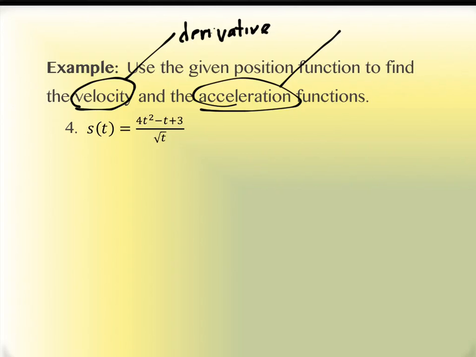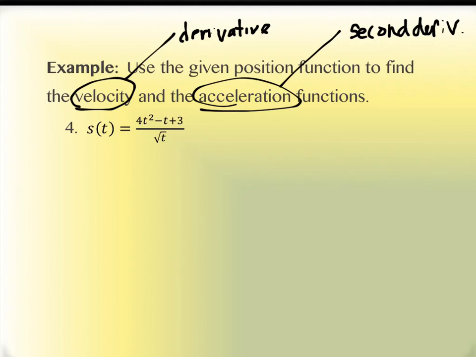Any guess as to what acceleration might be? It's the second derivative. So this fancy question is really just saying find the first and second derivative, much like the last question did. The other thing that's interesting about this one is that it looks like I've got division going on in the problem, doesn't it? And you do not have any rule for division yet. We will, but we don't have it yet.